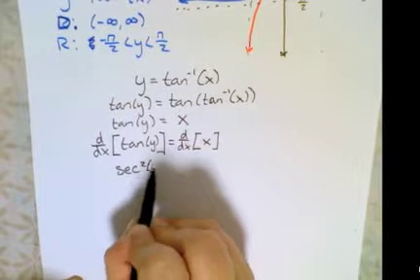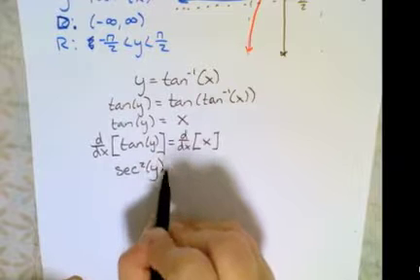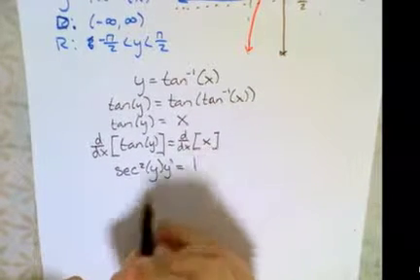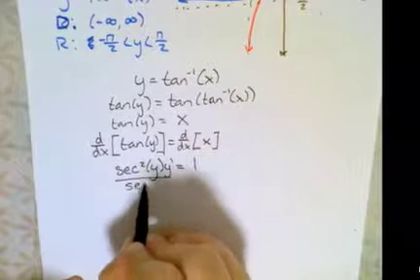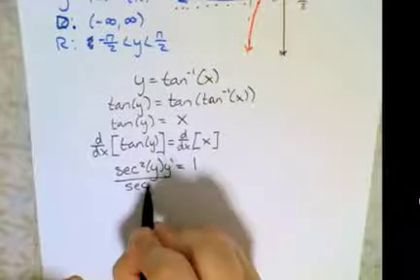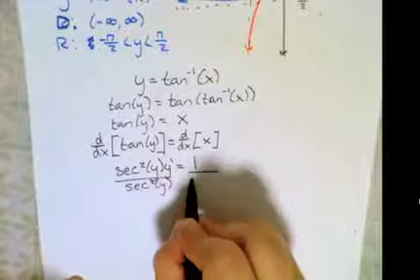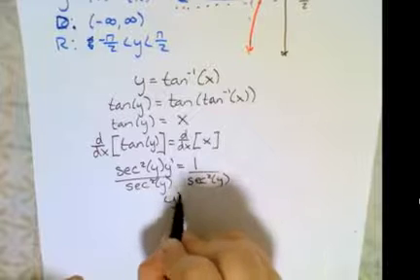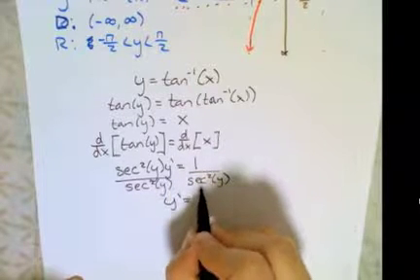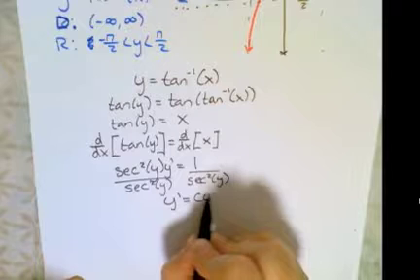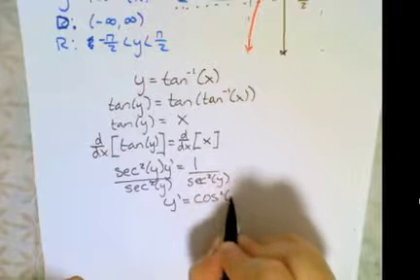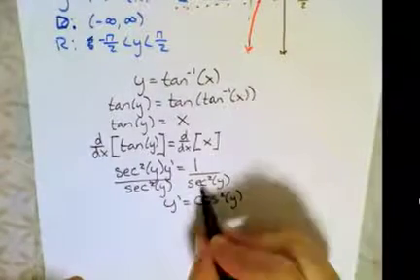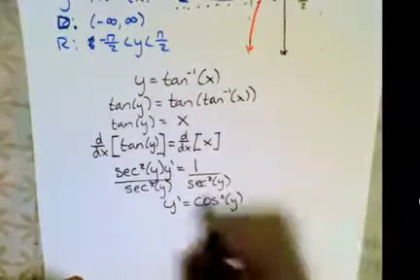All right, the derivative of the tangent is the secant squared. Had to remember for a minute. And then the derivative of the inside is y prime. The derivative of x is just 1. Divide both sides by secant squared y. And we get that y prime is equal to, well, 1 over the secant is the cosine, so this is the cosine squared of y.